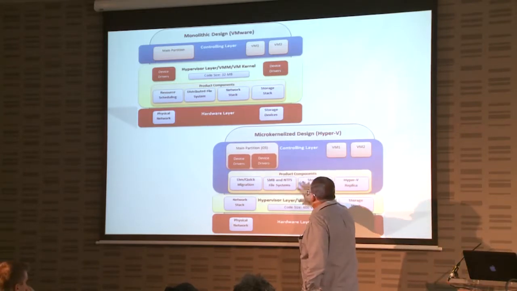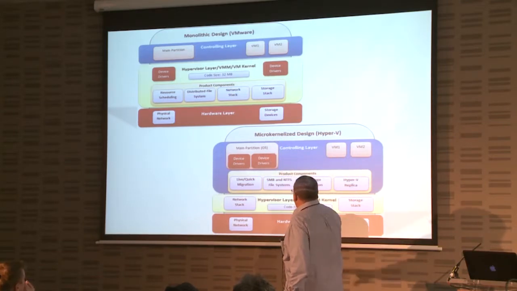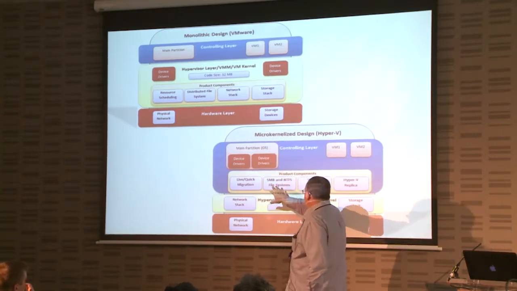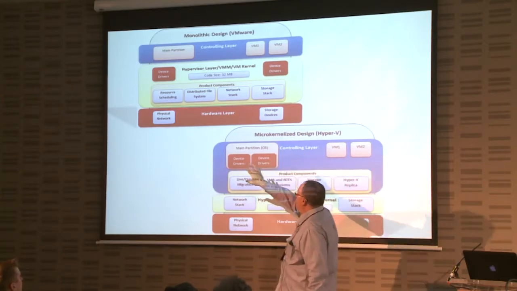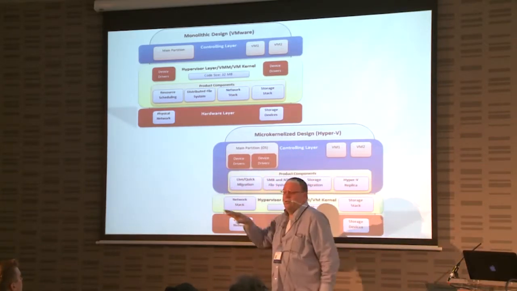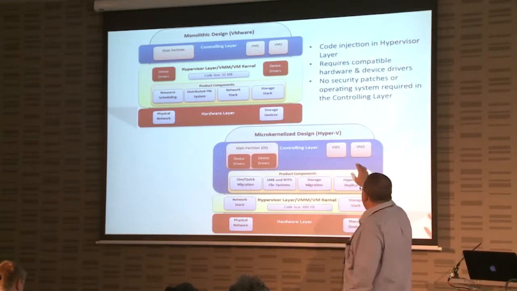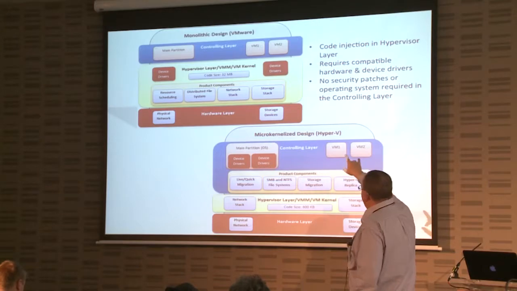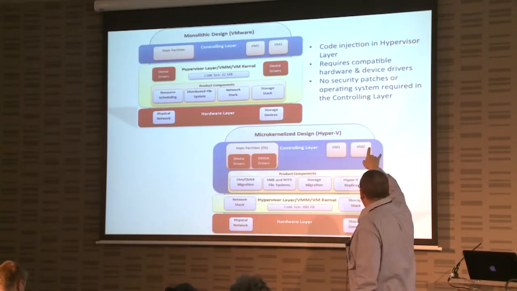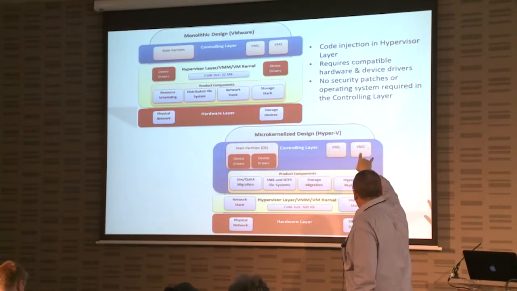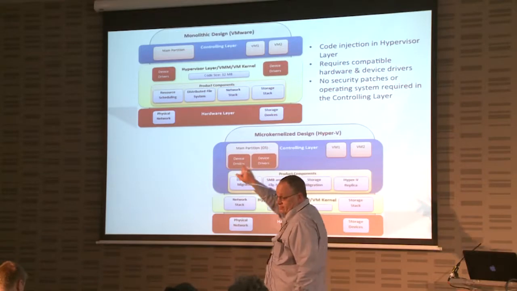You have the product components, you have the layer, same thing. Product components and the hardware layer. Not much difference between them. You'll see in the file systems, the storage stack, the network, resource scheduling, migration, kind of the same across the hypervisor. Some of the things are code injection in the hypervisor layer can happen in VMware. Okay, requires compatible hardware and device drivers like I mentioned. No security patches or operating system required in the controlling layer.